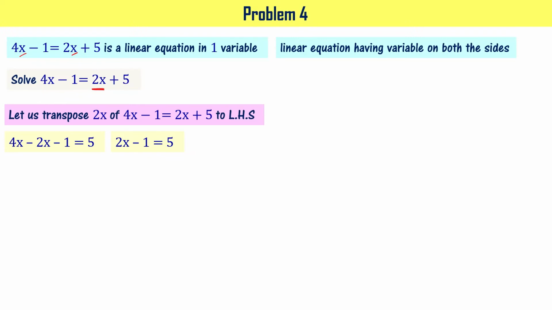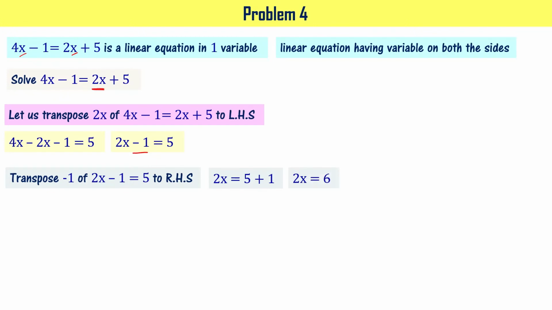Now let us transpose minus 1 from LHS to RHS. When you transpose minus 1 to the other side, it becomes plus 1, right? It means the equation is going to be 2x equal to 5 plus 1, right? I can write it as 2x equal to 6. Now we want to find the value of x. We have 2x equal to 6.